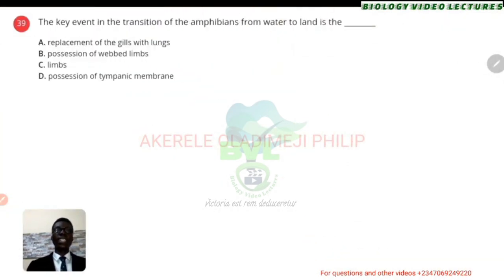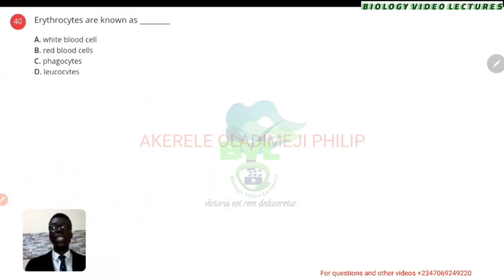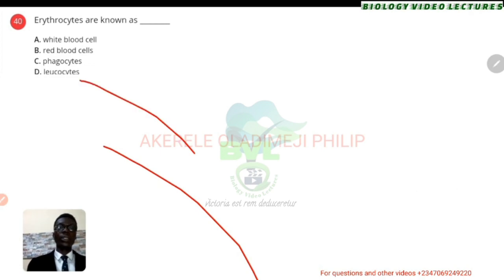The key event in the transition of the amphibians from water to land is the dash. Okay, replacement of the gills with the lungs, yes. Because they can't actually use gills on land.